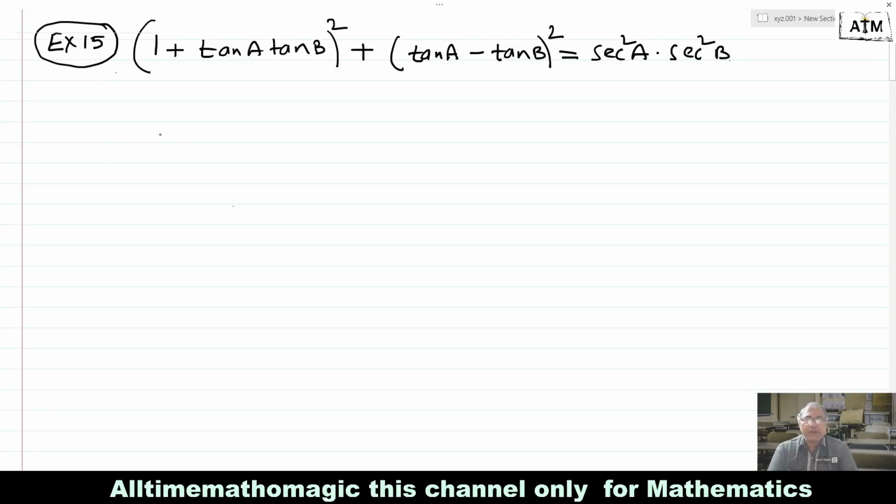Next example, prove that 1 plus tan A tan B whole square plus tan A minus tan B whole square equals sec square A into sec square B. Take LHS, 1 plus tan A tan B whole square, writing LHS as it is.